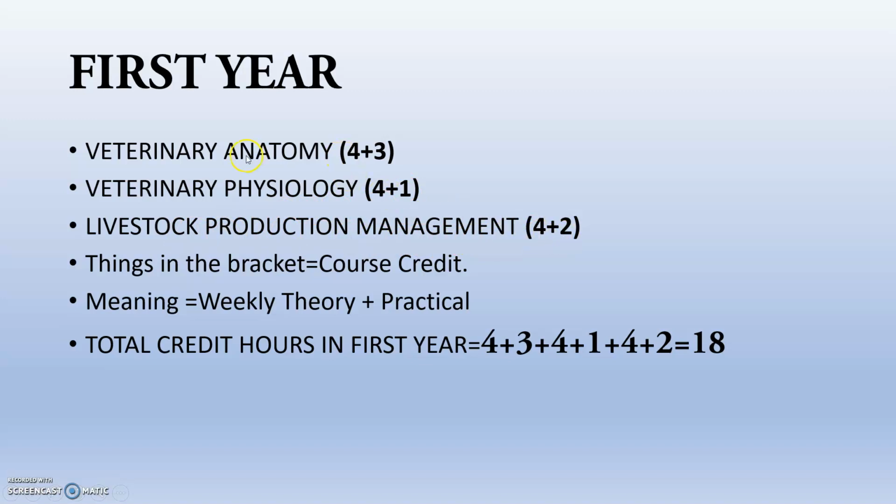So what is happening in first year? Anatomy will have the greatest credit and physiology will have the lowest credit. So you can see it's 7, it's 6 and it's 5. These are the things in the bracket as course credit and total credit hours in first year. Okay, total credit in the first year: 4 plus 3 plus 4 plus 1 plus 4 plus 2 is 80.